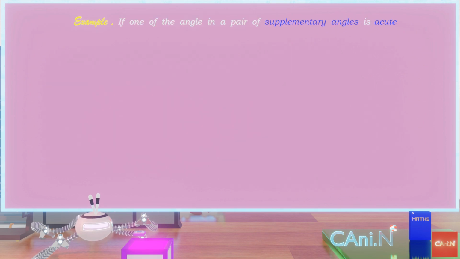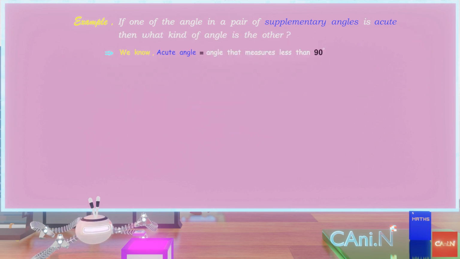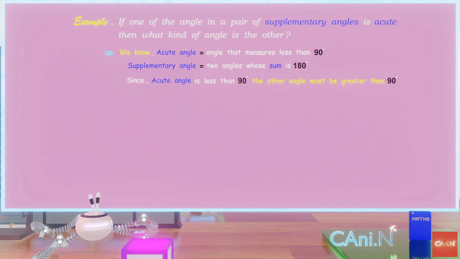Example. If one of the angles in a pair of supplementary angles is acute, then what kind of angle is the other? We know, acute angles are angles that measure less than 90 degrees. Supplementary angles are two angles whose sum is 180 degrees. Since an acute angle is less than 90 degrees, the other angle must be greater than 90 degrees to reach a total of 180 degrees.